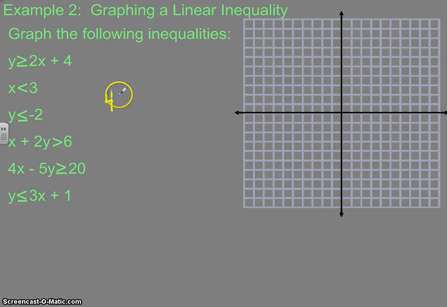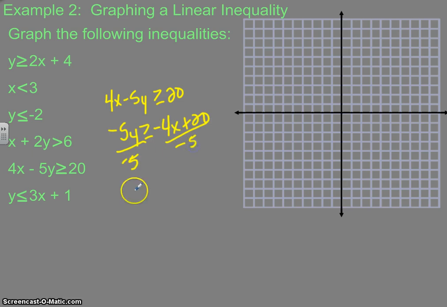Okay, I've got 4x minus 5y is greater than or equal to 20. I'm going to subtract 4x from both sides, so I get negative 5y greater than or equal to negative 4x plus 20. Divide everything by negative 5. I get y is less than or equal to, I have to flip the sign, positive 4/5 x minus 4. Minus 4, 1, 2, 3, 4.